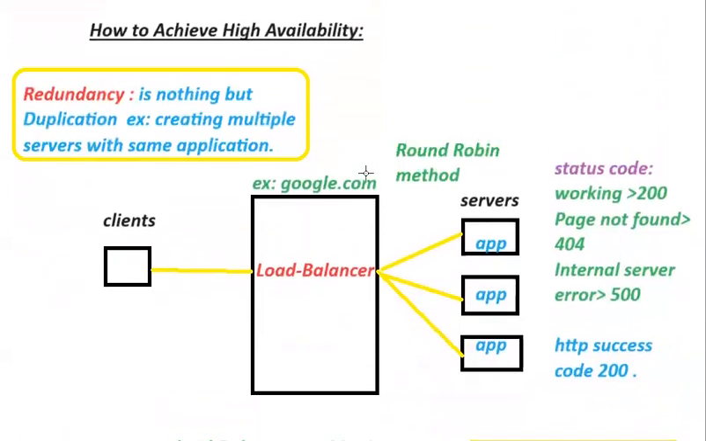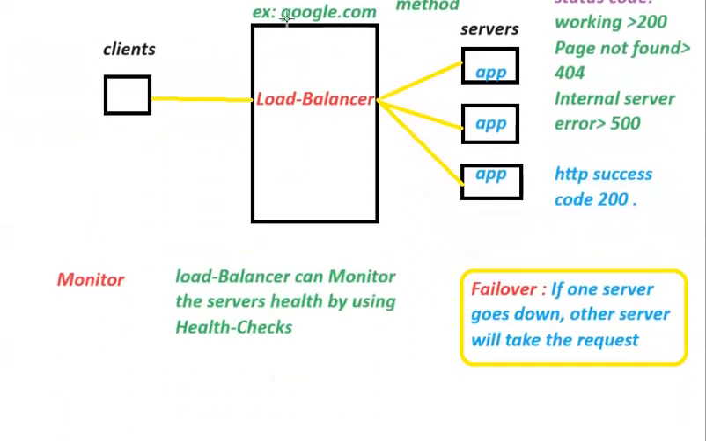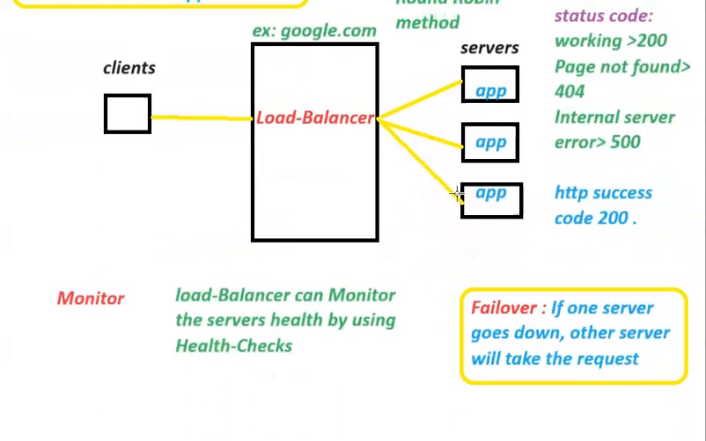So now let us say my architecture has multiple applications. That is nothing but redundancy, and the load balancer will monitor all the applications. So my architecture is also providing the monitoring service. And whenever a single application fails, it routes traffic to another application. That is nothing but achieving failover.